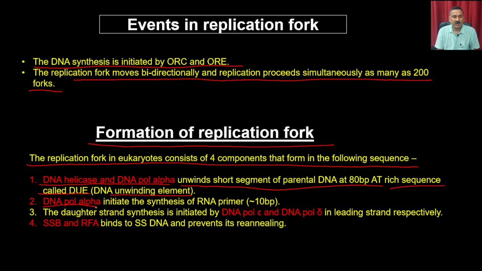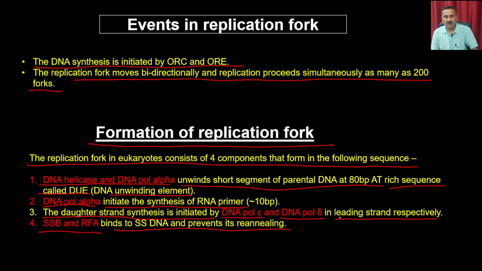Then DNA pol alpha initiates the synthesis of the RNA primers, which are about 10 base pairs. Then daughter strand synthesis is initiated by DNA pol epsilon and DNA pol delta on the leading strand respectively. SSB and RFA bind to the single-stranded DNA and prevent its re-annealing. So, DNA pol epsilon and DNA pol delta initiate DNA synthesis on both the leading as well as the lagging strands.